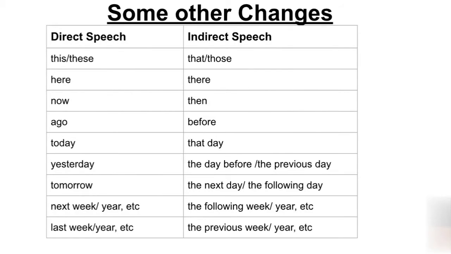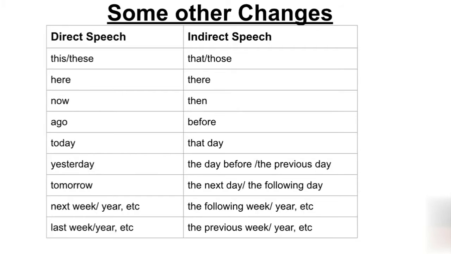So children, let's see some other changes that occur when we are converting direct speech to indirect speech. In direct speech, expressions denoting the nearness of time or place are replaced by the corresponding expressions denoting distance, if the reporting verb is in past tense. For example, this or these will become that or those when you are converting to indirect speech. In the direct speech, if it is this, in indirect it will be that. Here becomes there. Now becomes then. Ago, before. Today, that day.